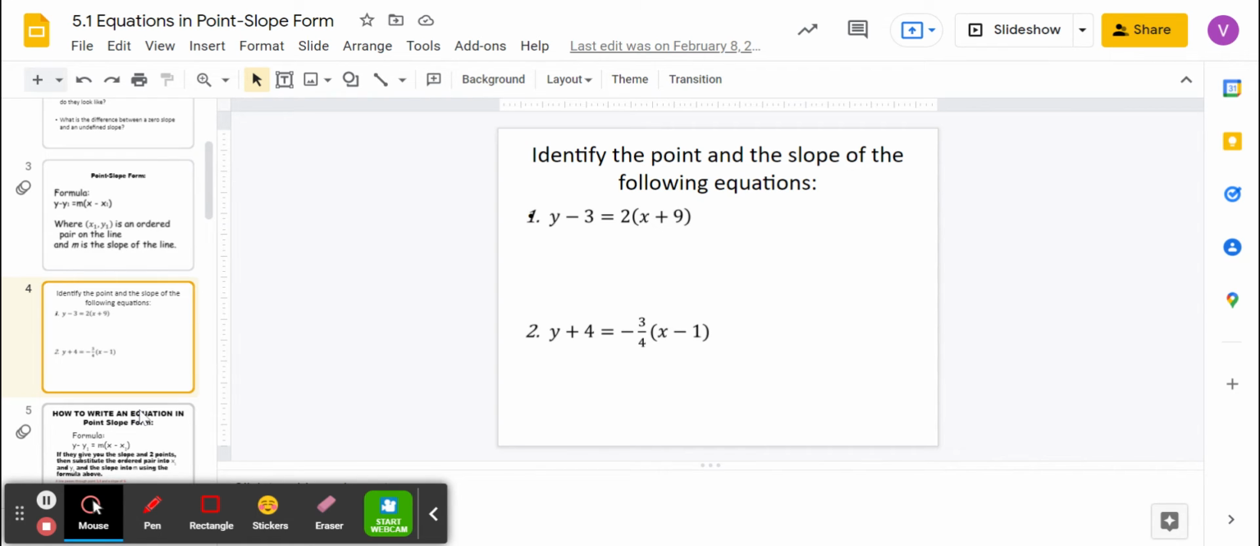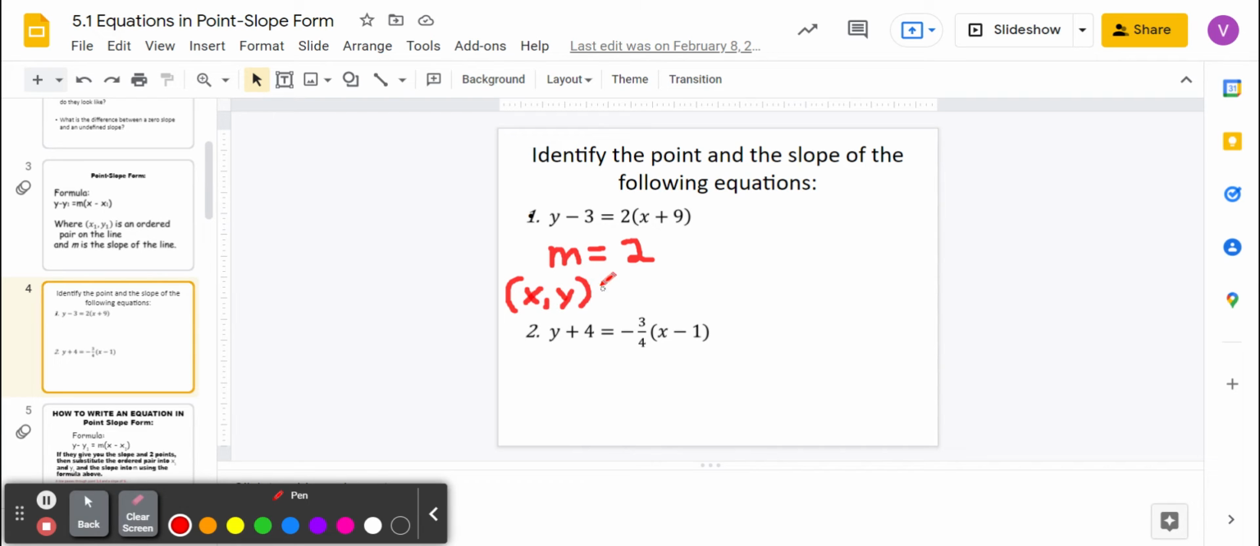So the first set of questions are going to ask you to identify the point and the slope of the following equations. Now they're both in point-slope form, so it's important to know the formula and know how to pull out the slope and pull out your ordered pairs. So in this case, the slope is going to be the value that's attached to the parentheses. So I'm going to write my slope is equal to 2. We also need an ordered pair because we're dealing with point-slope formula. And I'm just going to write x comma y because that represents an ordered pair.